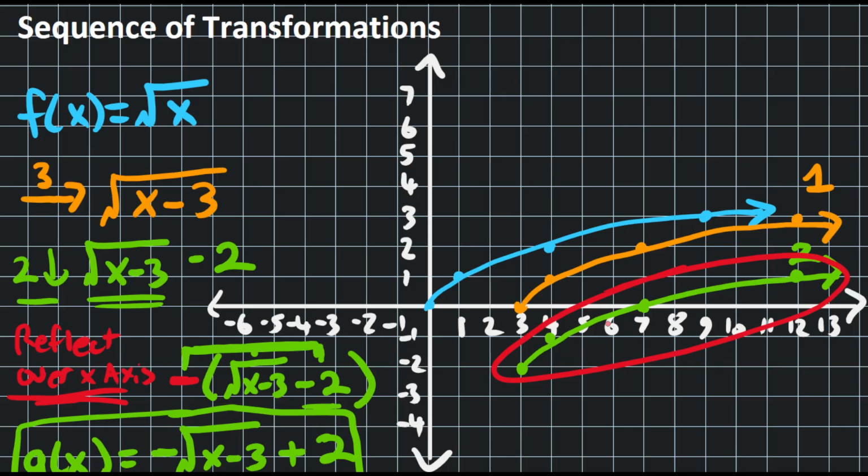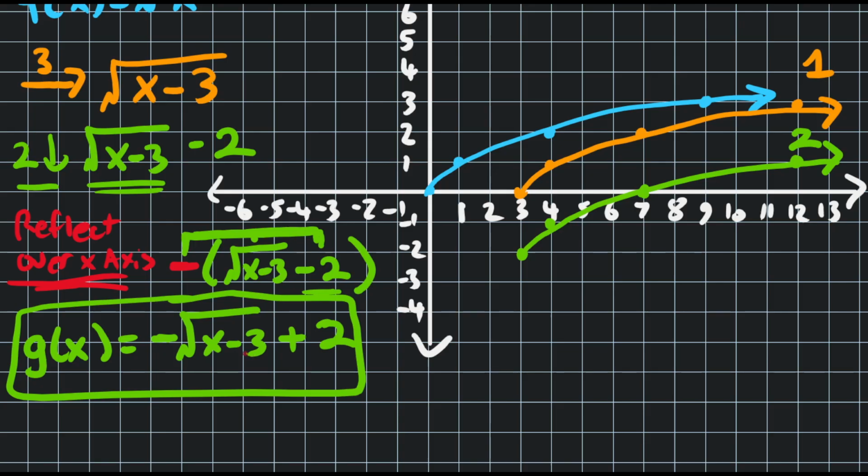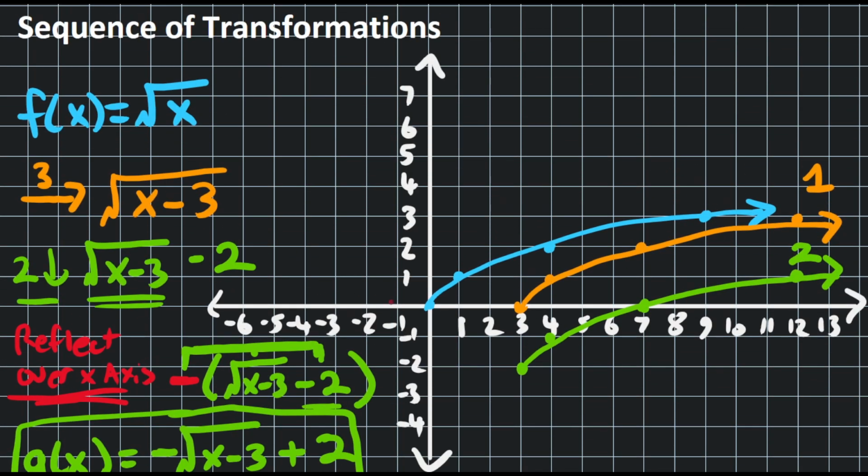So we had the green function, which was radical x minus 3 minus 2. And then we put a negative in front of it to come up with negative radical x minus 3 plus 2. So the third and final step of this transformation is reflecting this green function over the x-axis. So the x-axis is right here. And we are going to reflect this green function over the x-axis. So how does that work?